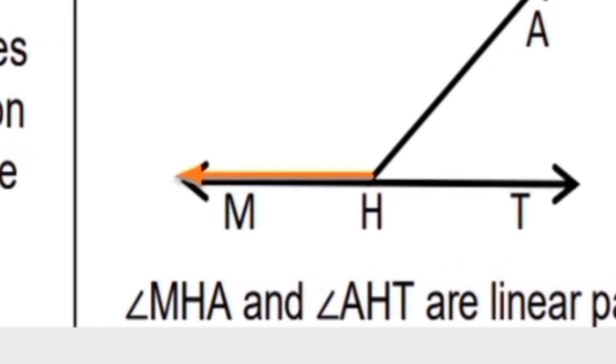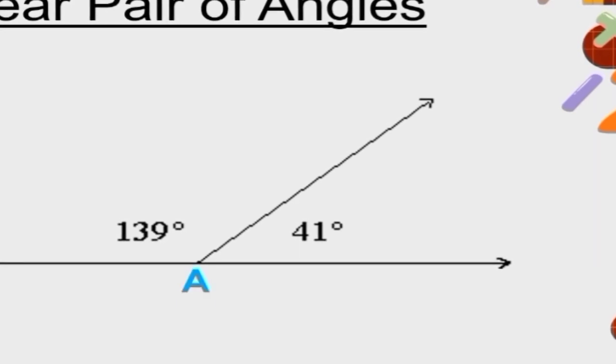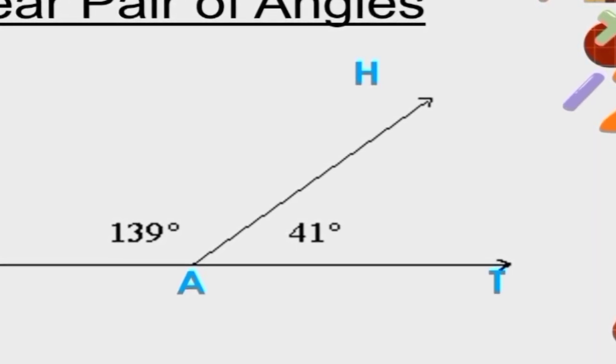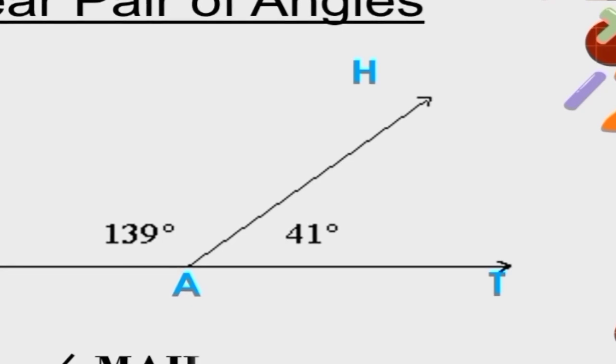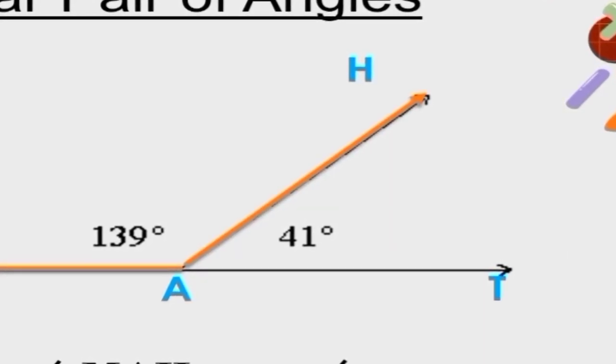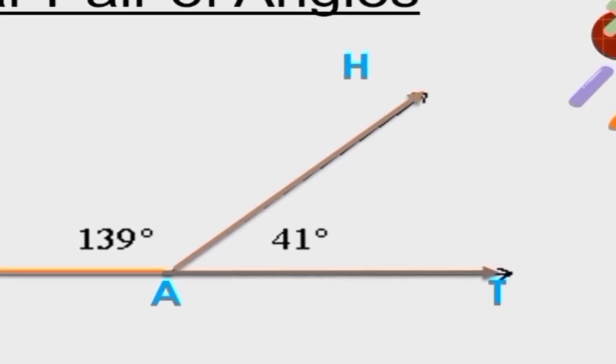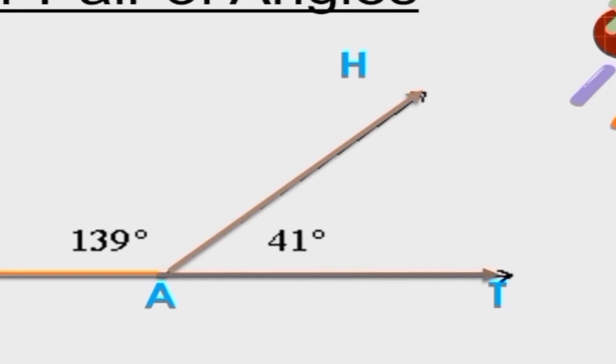So dito AH ang kanilang common side, while ray HM and HT are opposite rays. Linear pair of angles, example MATH. So we have angle MAH is adjacent to angle HAT. HA is their common side, while AM and AT forms opposite rays.